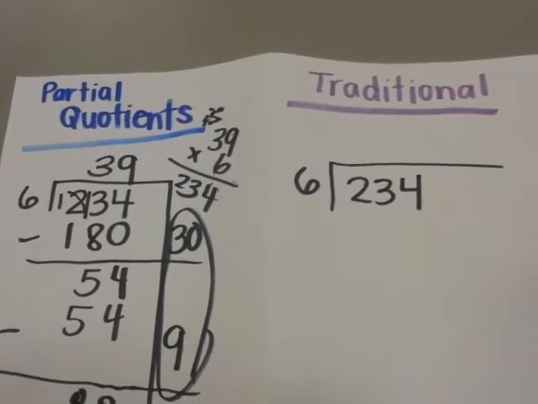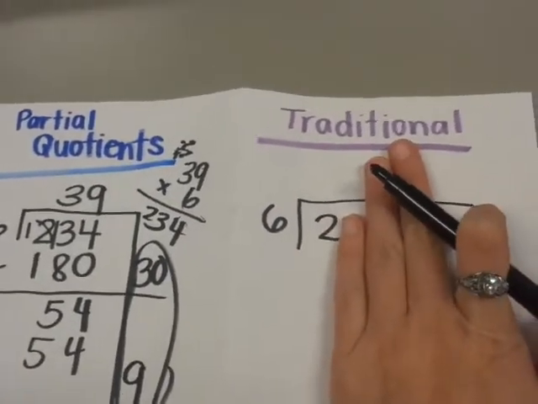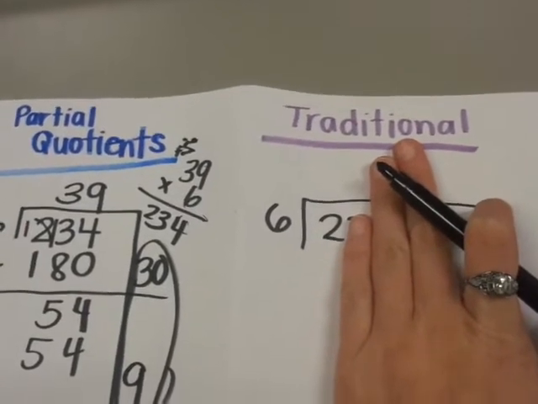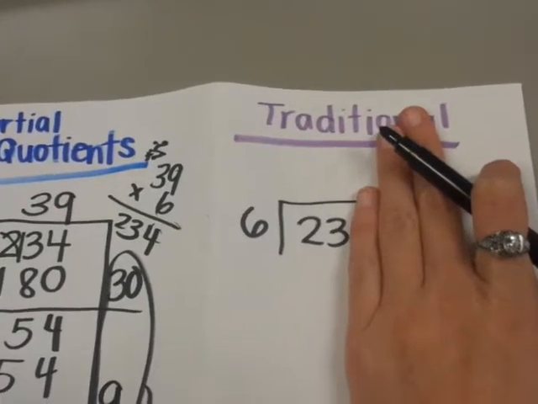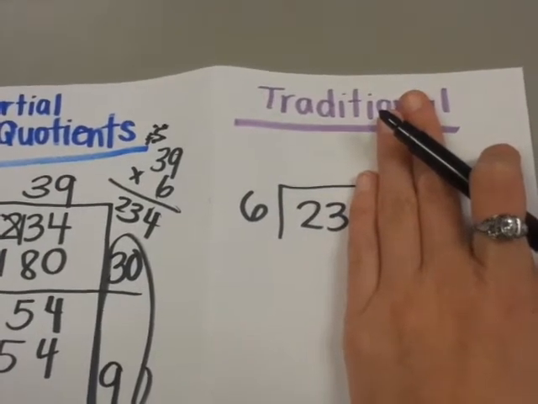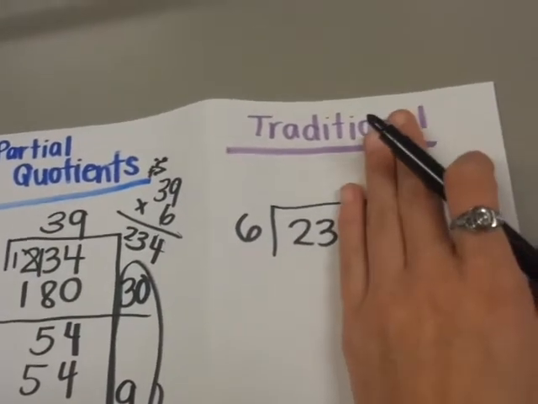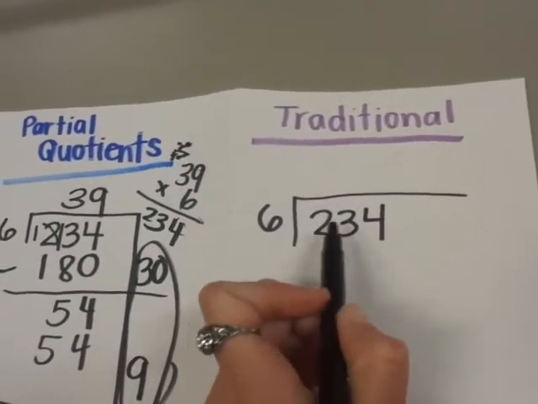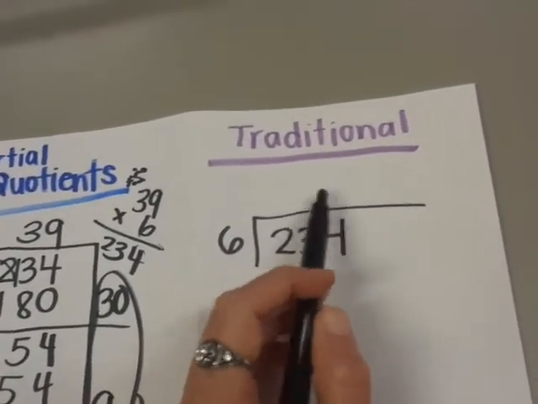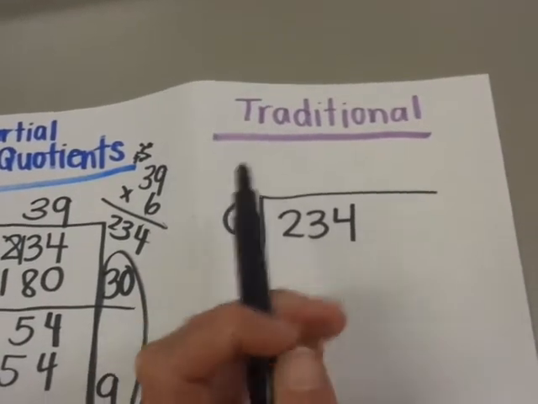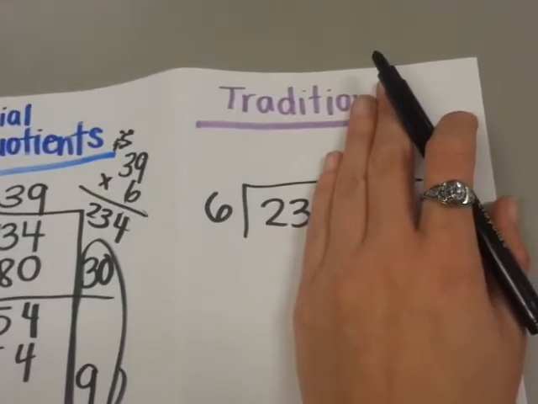234 divided by 6. So in traditional method, you usually cover up all the place values except the highest one, and you ask yourself, can 6 go into 2? Well, no, it can't. So then you move the place value over, and you ask yourself, can 6 go into 23? What students are missing at this age is that they don't realize that it's 2 in the hundreds place and 3 in the tens place. It's really, how many times can 6 go into 230? So they're missing the value of these numbers when they go traditional method.